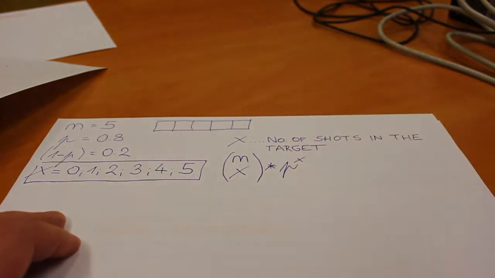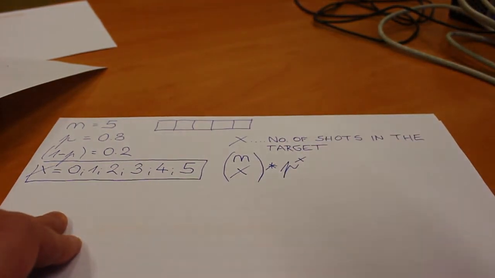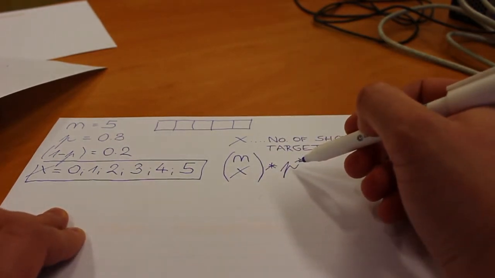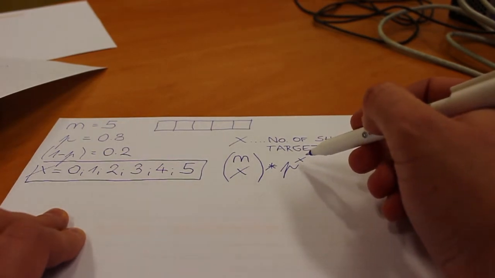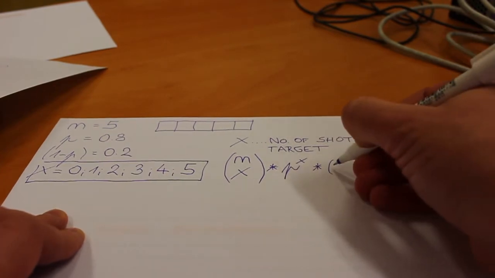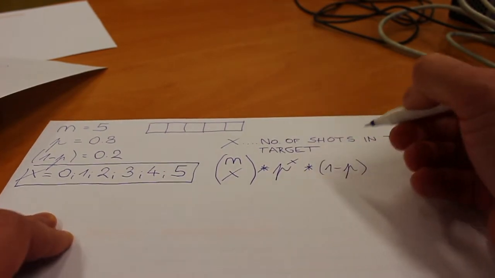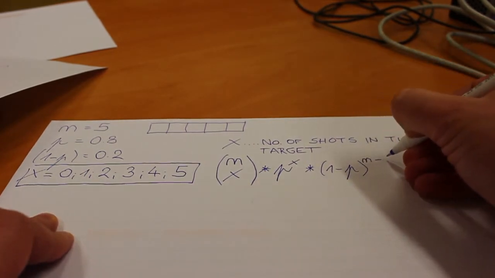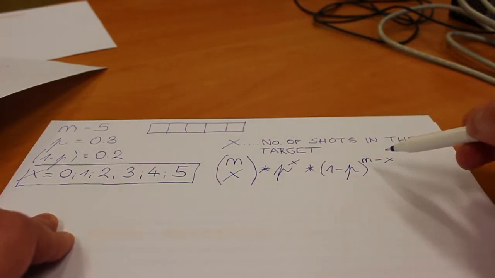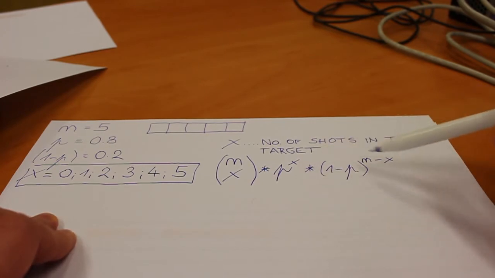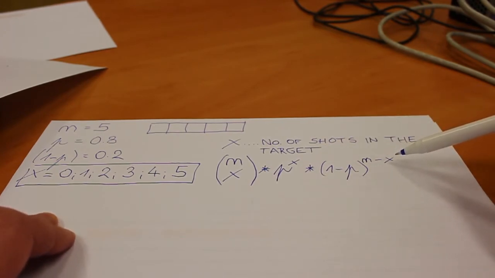Number of shots in the target is our random variable x. So n above x, the combination number, times the probability that a shot will be in the target powered by the number of shots in the target. And there was multiplication by 1 minus p, and this was multiplied by n minus x. In our situation, 5 attempts minus the number of shots in the target. The result is the number of shots out of the target.